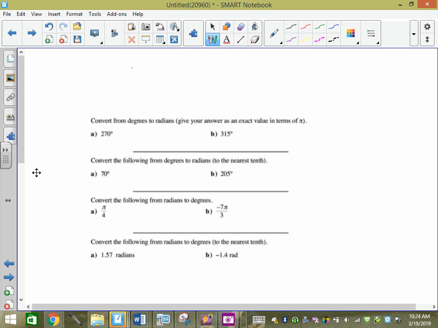So we're going to go here. Convert from degrees to radians. Degrees to radians, pi on top. So are we going to multiply by pi over 180? Or are we going to multiply by 180 over pi? These are our questions. So we're going from degrees to radians. What are we going to multiply by?